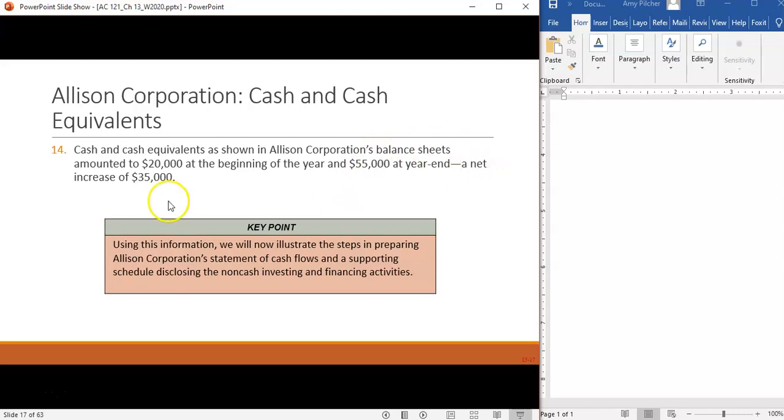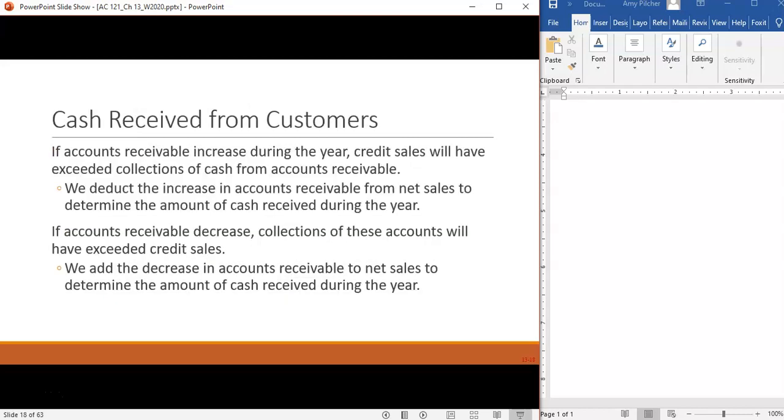And we also show cash and cash equivalents were $20,000 at the beginning of the year and $55,000 at year end. So we're now going to look at all of the information that we have to prepare the statement of cash flows given the direct method.